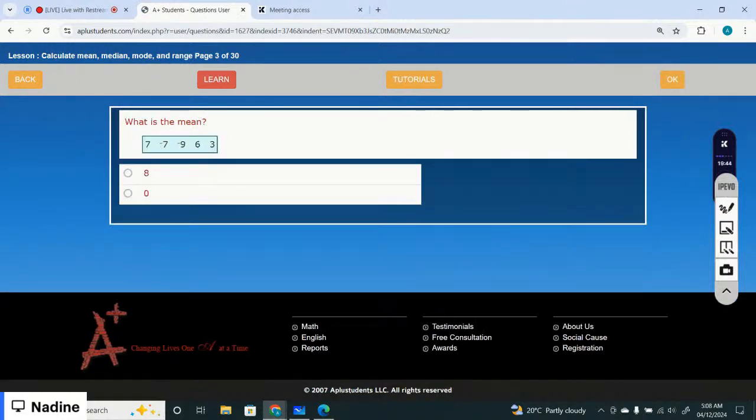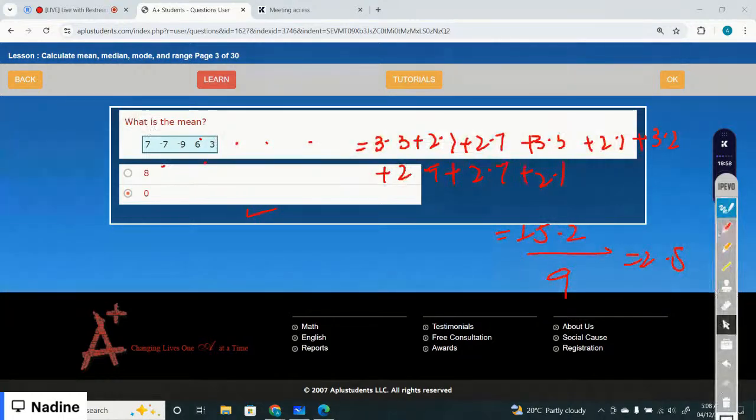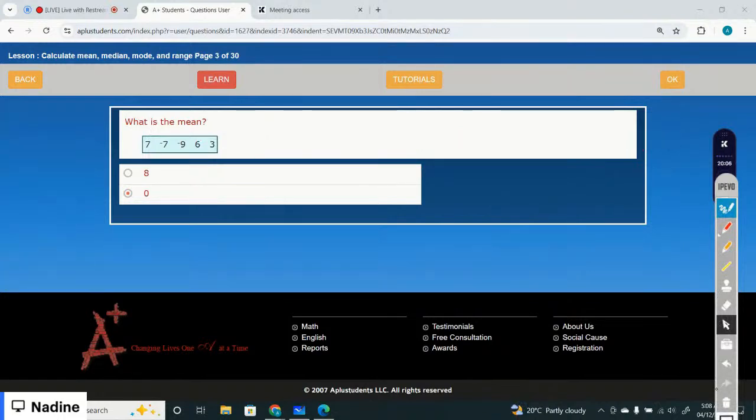What is the mean? Just add them and divide by the number of values. 7 and negative 7 cancel out, negative 9 and 9 also. The correct option is 0. How? Let's see if we just add them. Positive and negative numbers cancel out each other, right? 7 and negative 7 makes 0. Here is negative 9 and 6 plus 3 is 9, so they make 0. The correct option is 0.